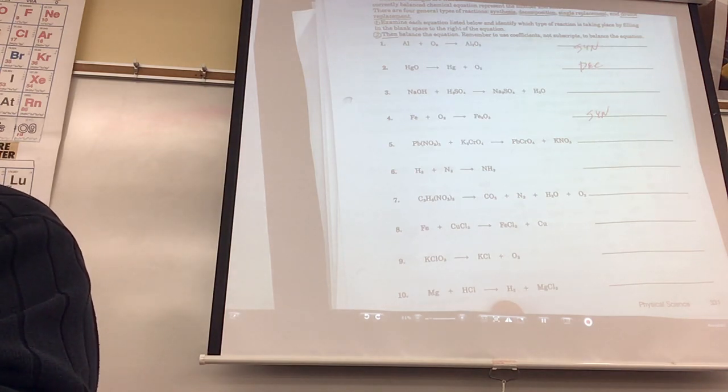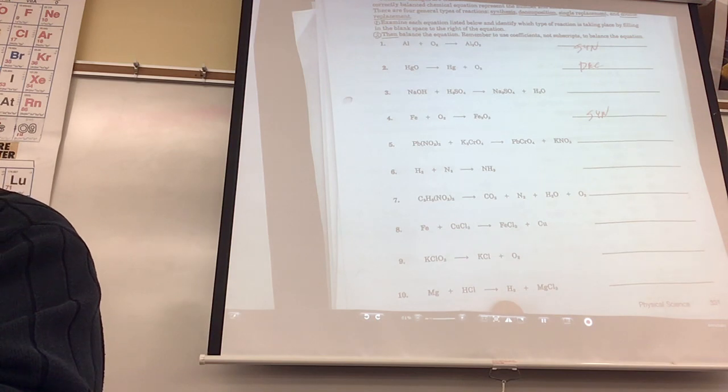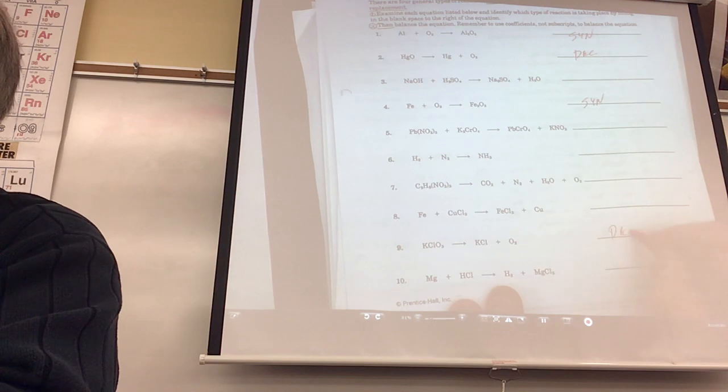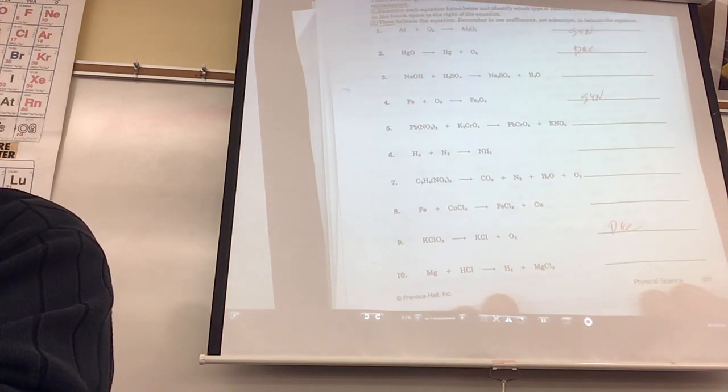Any other synthesis or decomposition? Yes, Charlotte. Number 9 is decomposition. All right, I see at least one more. You already answered one. Anybody hadn't answered one yet? Aiden, you haven't answered one yet. Good. Any other synthesis or decomposition?